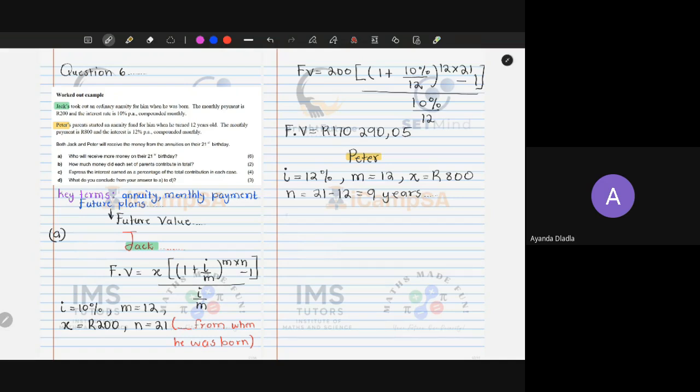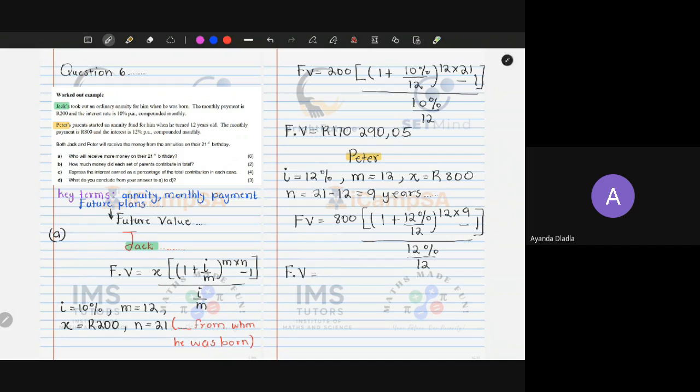Okay. So we can go ahead now and do our calculation. So our future value will be 800 into 1 plus 12% divided by 12, all to the power of 12 times the number of years, which is 9, then minus 1, close the bracket, divided by 12% divided by 12. Guys, what is the future value?